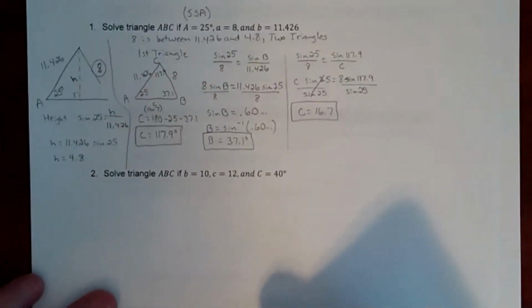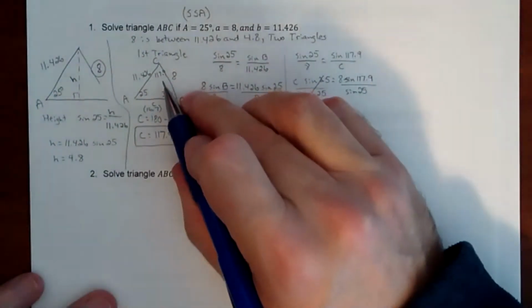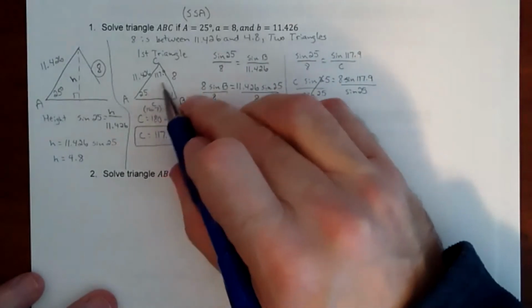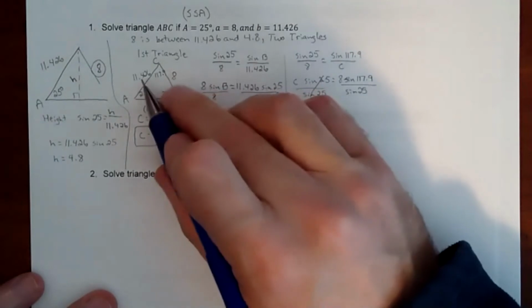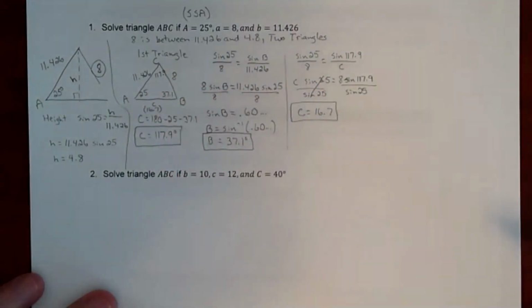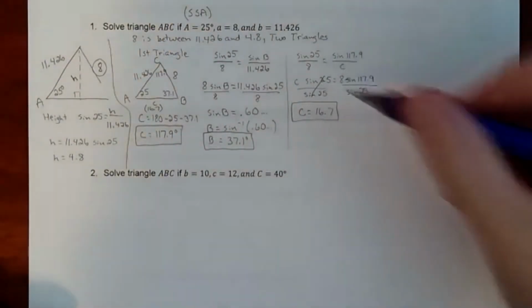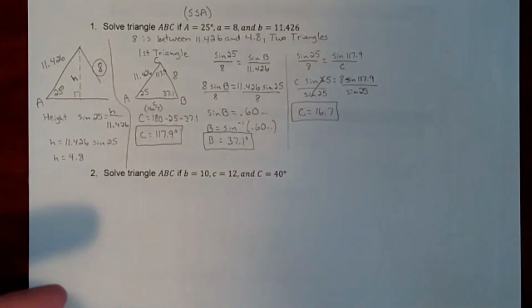Okay, so quick spot check. Biggest angle, biggest side, yes. Smallest angle, smallest side, yes. Okay, so that part feels okay. Now we're going to have one last law of sines we have to do, the second triangle.